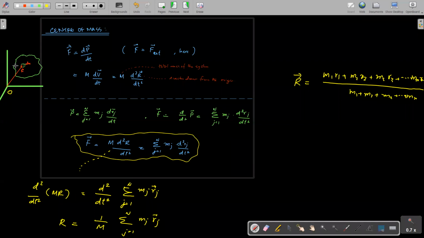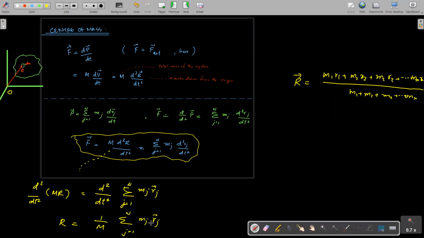Okay, and we know that system behaves as if entire mass is concentrated at the center of mass point. Okay, or center of mass of a body is a point that behaves as though the entire mass were concentrated there and all the external forces were applied there, right.